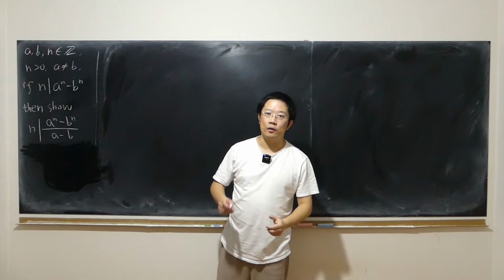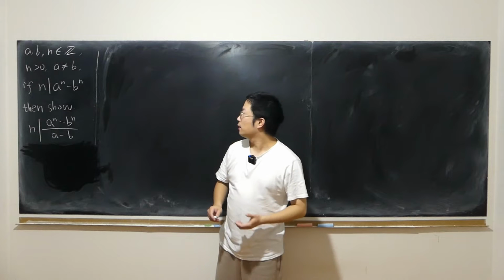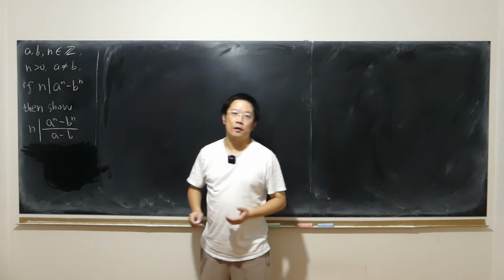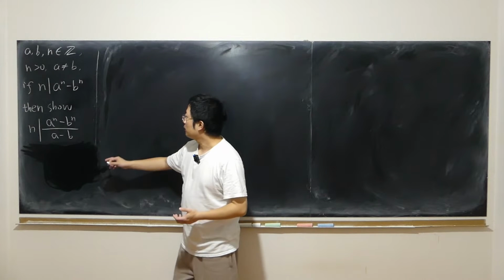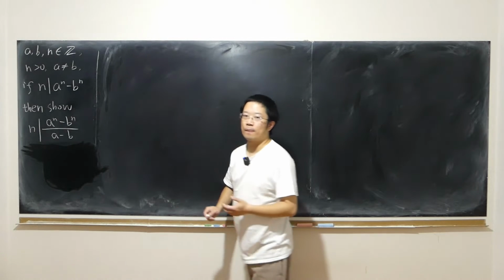a, b, n are all integers, n is a positive integer, and a doesn't equal b. If n divides a to the power of n minus b to the n, can we show that n also divides the original expression divided by a minus b?